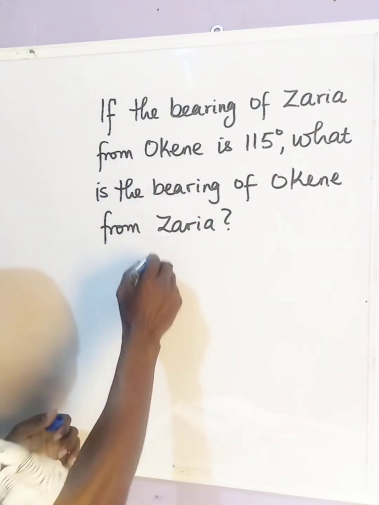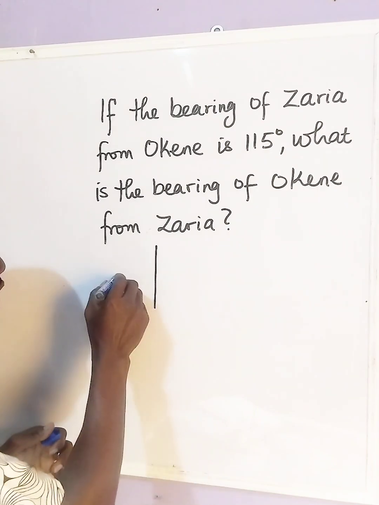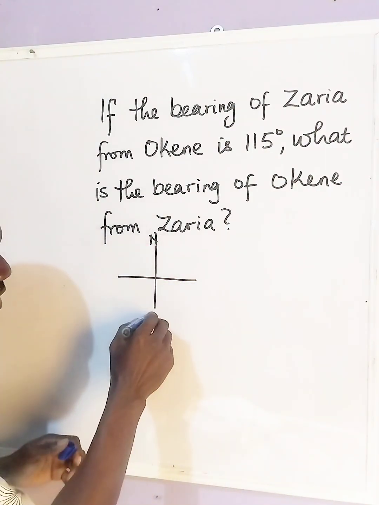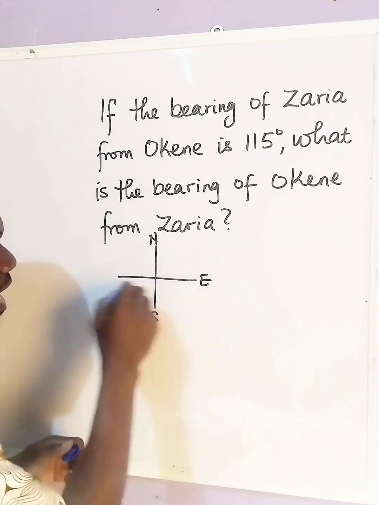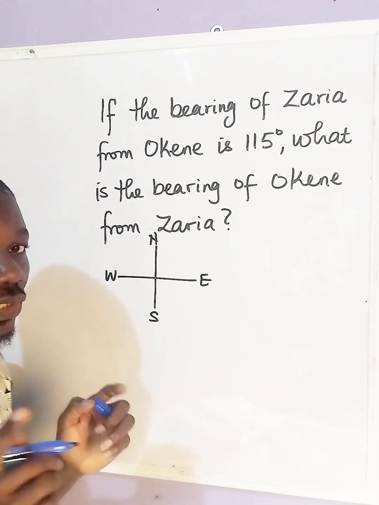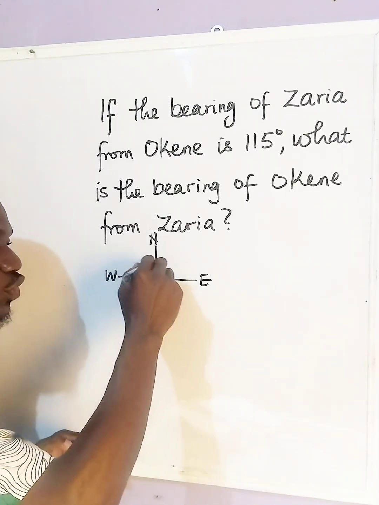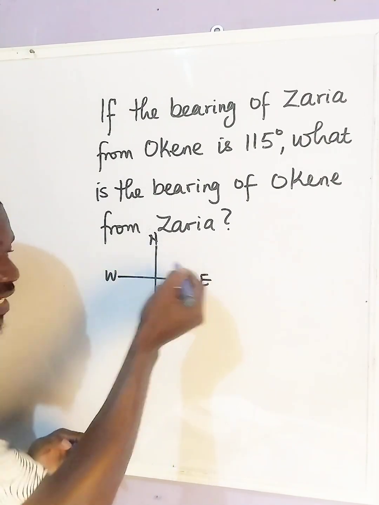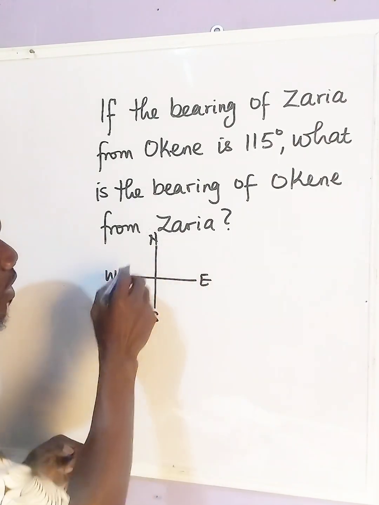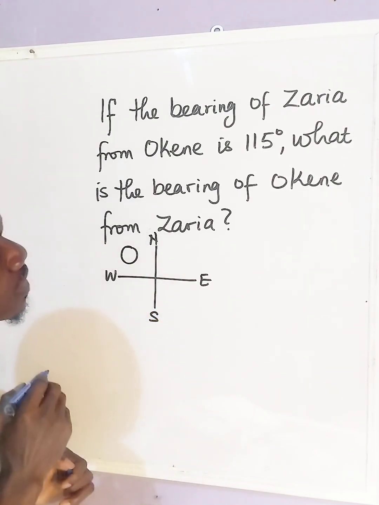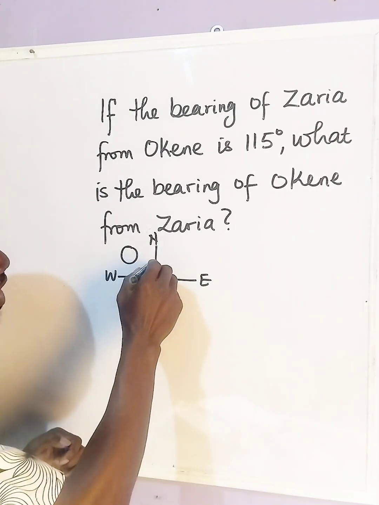First of all, what we need to do is to draw your cardinal points: the north, the south, the east, and the west. Always take note that while drawing your bearing, always start from the north and draw it clockwise. Now this is our Okene, and let us represent it as O here. Now we draw from here.